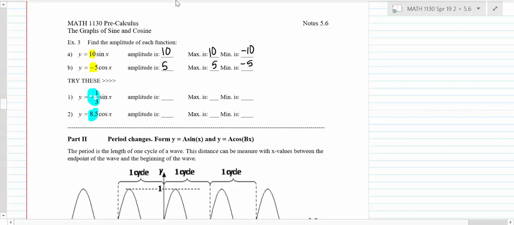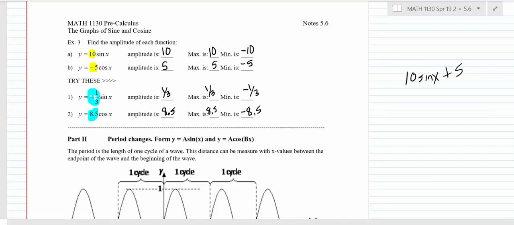Okay, so the amplitude of this one is positive 1/3, and that would mean the max is 1/3 and the minimum is negative 1/3. And this one, the amplitude is 8.5, which would mean the max is 8.5 and the minimum is negative 8.5. Now what's going to happen, it's a little different. We'll get into this in a little bit, but if you had something like 10 sine x plus 5, well, then the amplitude's 10, but everything gets shifted up 5. Okay, so the max and min are not the same as the amplitude, so that can happen.